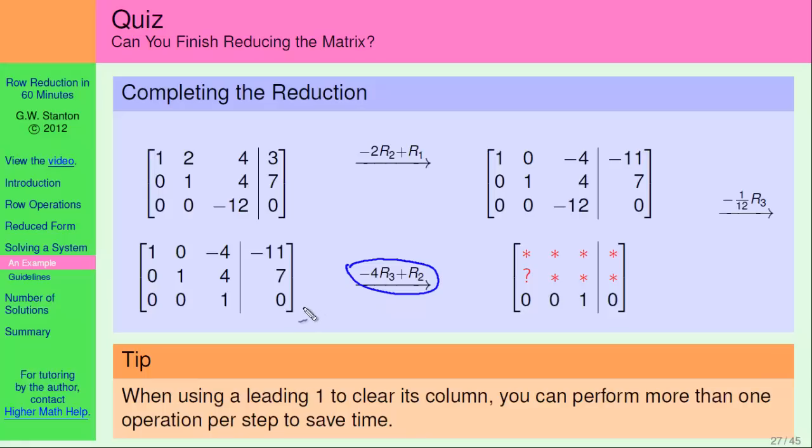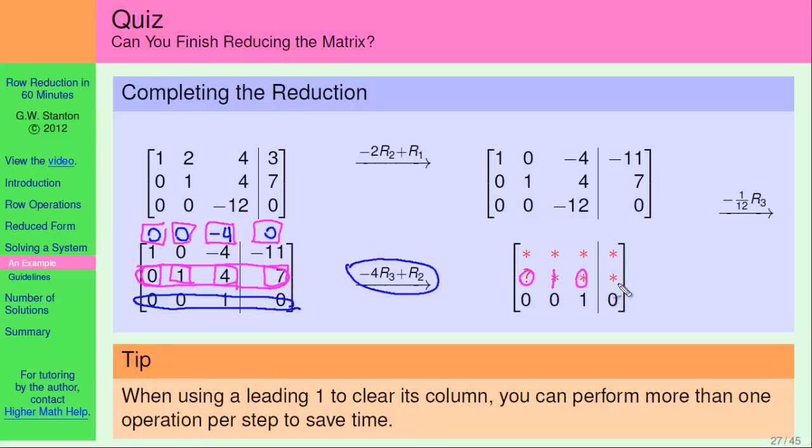So multiplying row 3 by negative 4 gives us 0, 0, negative 4, 0. And then we want to add that to row 2. And what do we get? Well, 0 plus 0 is 0. 0 plus 1 is 1. Negative 4 plus 4 is 0. And 0 plus 7 is 7.